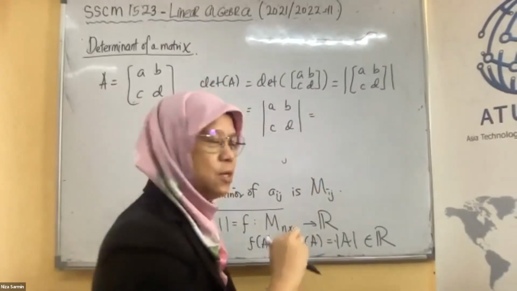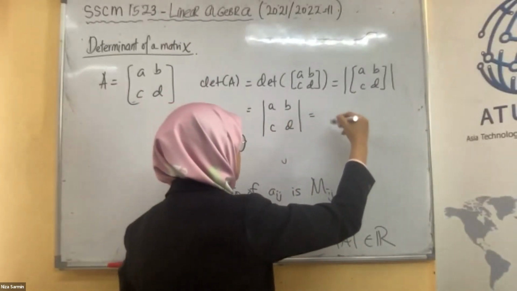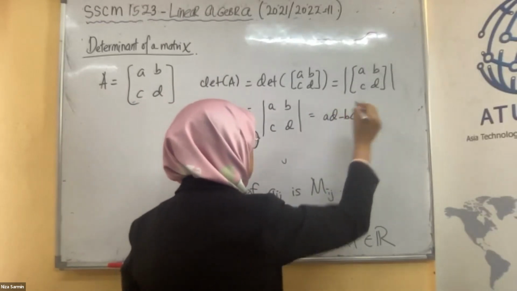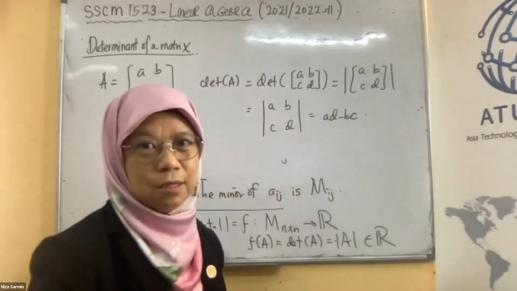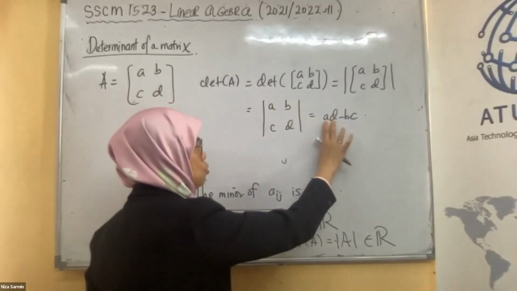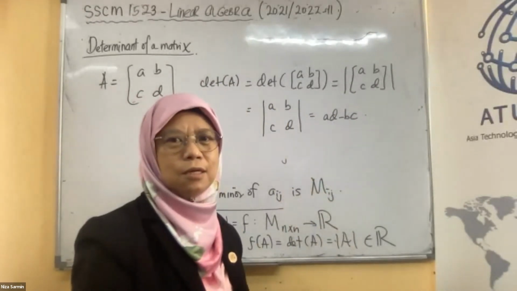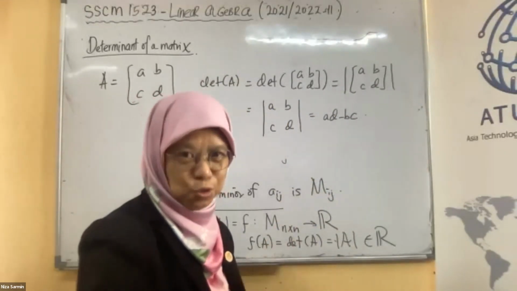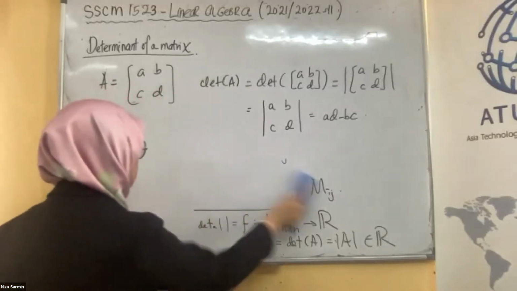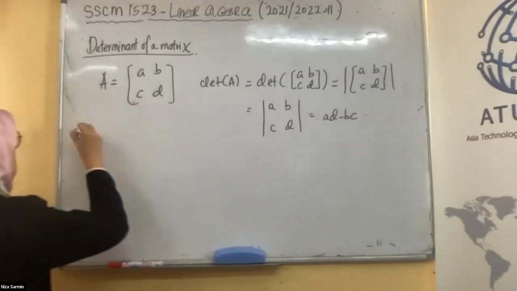Daniel, what is this equal to? AD minus BC. And if they're all entries reals, you multiply 2 real numbers, they are reals, you subtract another real number, a real number is also real. That's why it's a scalar, it's a real number. Okay. Now, what if I do this?